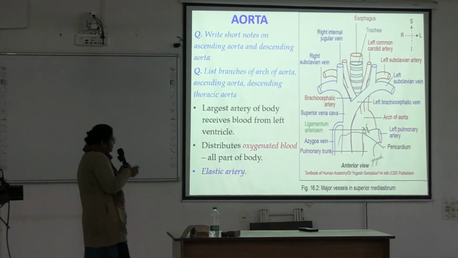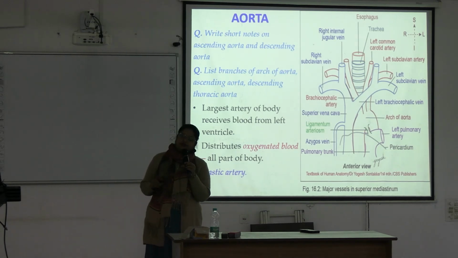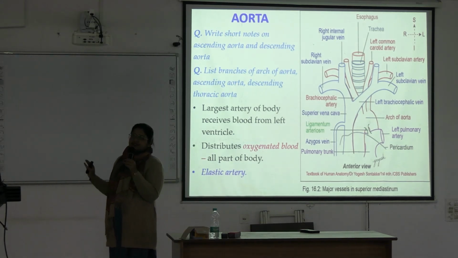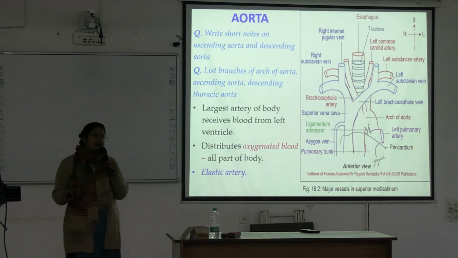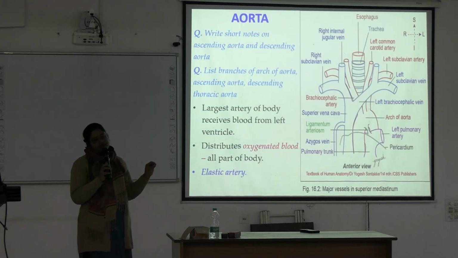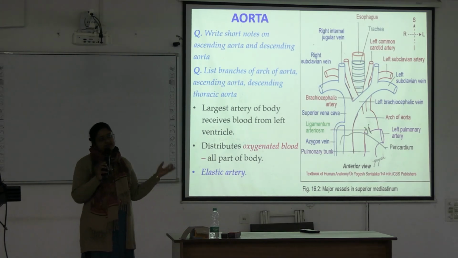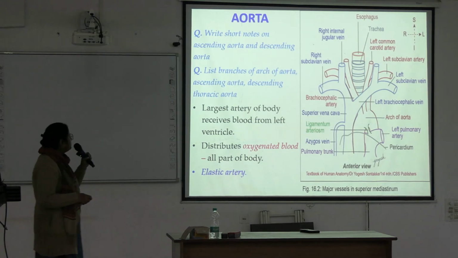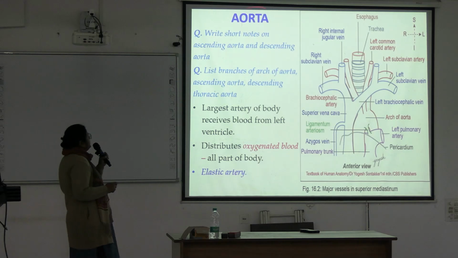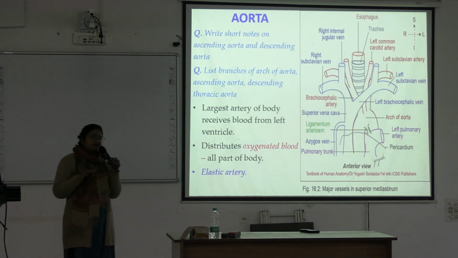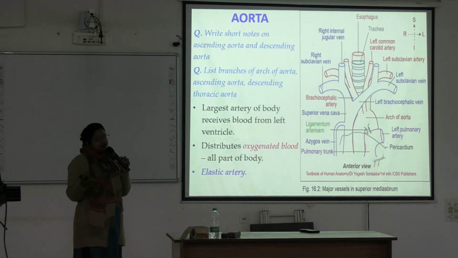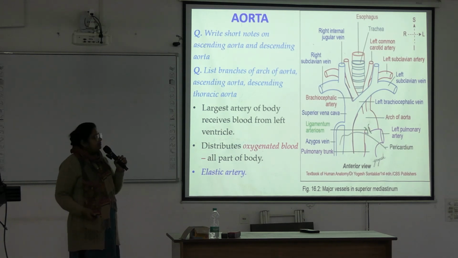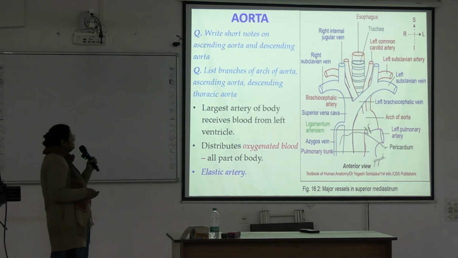All these are very important for your OSPE question. You have to identify the structure and related questions will be asked. Relations are not very commonly asked, but relations are important for identification of structures. Related questions like branches, referred pain, and clinical aspects are important for your theory and OSPE. Aorta can come as a short note: different parts of aorta, arch of aorta, ascending aorta, descending aorta, all of this can come as a short note.